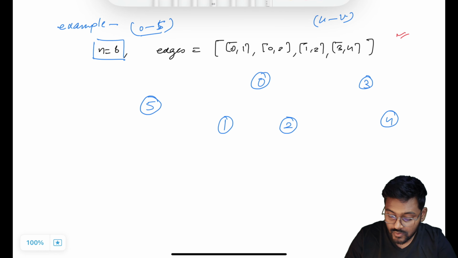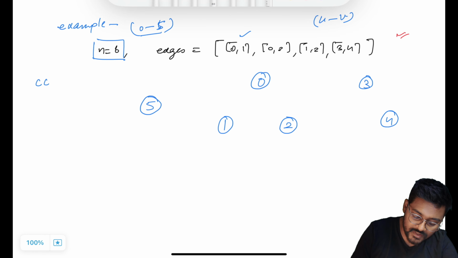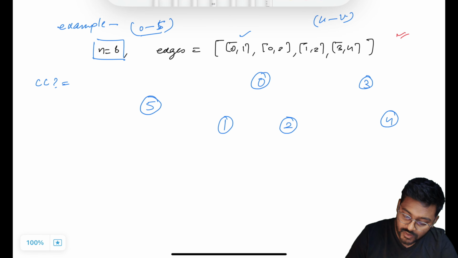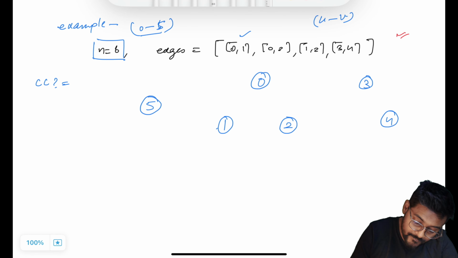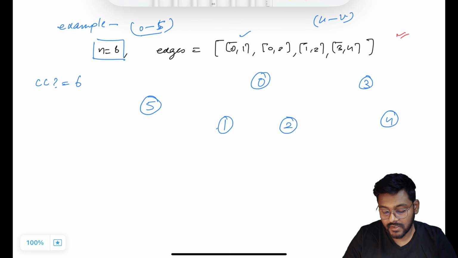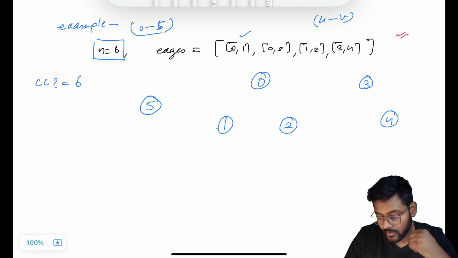If I try to draw this graph by utilizing the edges, and I don't use any of the edges, how many connected components are there? 1, 2, 3, 4, 5, 6. There are 6 connected components. Every single vertex itself is a connected component.